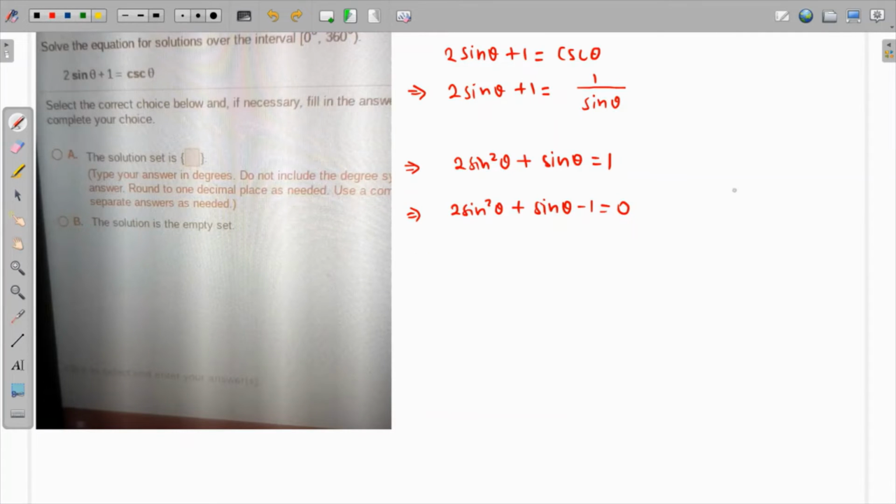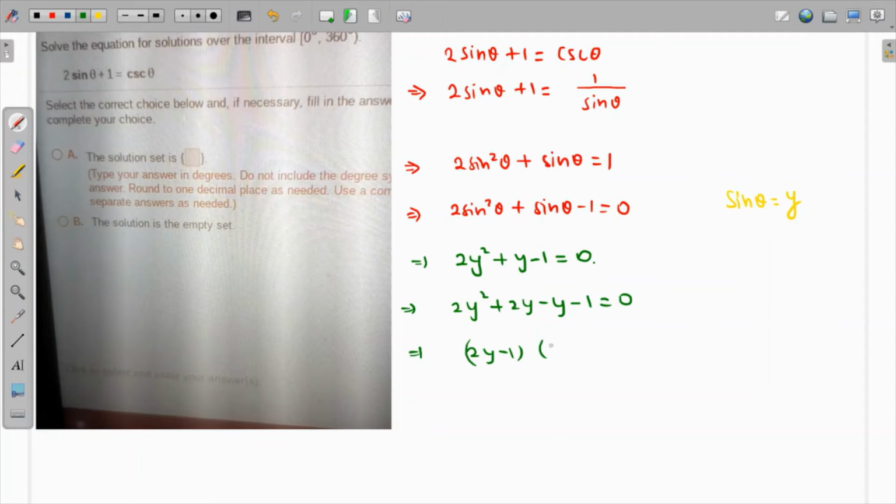So for the sake of simplicity, I'm going to make a temporary substitution of sine theta as y. So if I do that, we'll have a quadratic equation in terms of y, which seems pretty regular because we are used to solving quadratic equations. This can be factorized and can be written as 2y squared plus 2y minus y minus 1 is 0, which means that the factorization is 2y minus 1 times y plus 1.